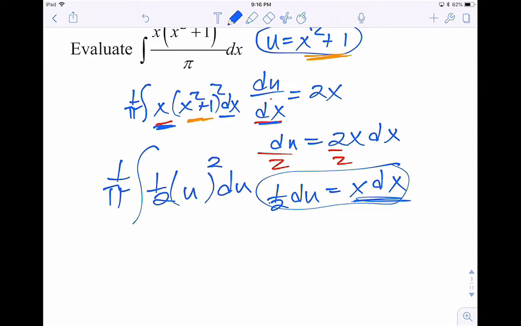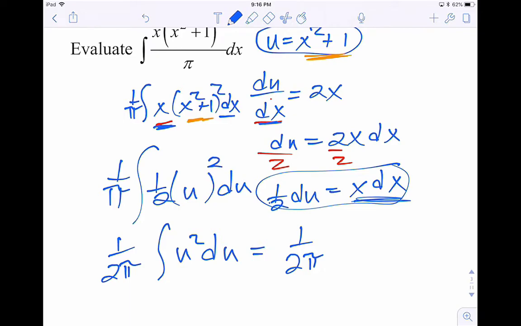And that made a nicer integral. Now, it may not look like it to you. I can get that half out front, and that'd be 1 over 2 pi, because half times 1 over pi is 1 over 2 pi. Then I've got u squared du. It's a nice integral. It's just 1 over 2 pi times 1/3, or u cubed over 3 plus c.